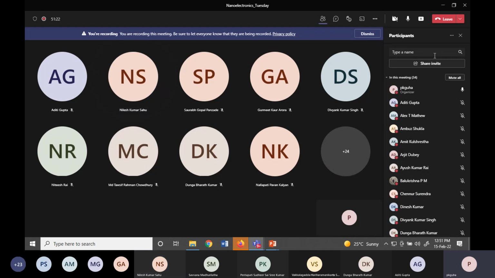So I have shared these. I have shared mathematical problems. I have shared whatever I've taught so far. I have shared it already in MS Teams. Okay. Right. Anything else?